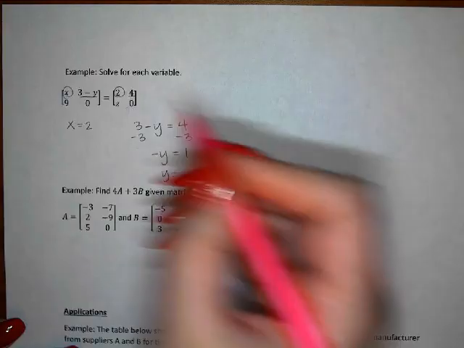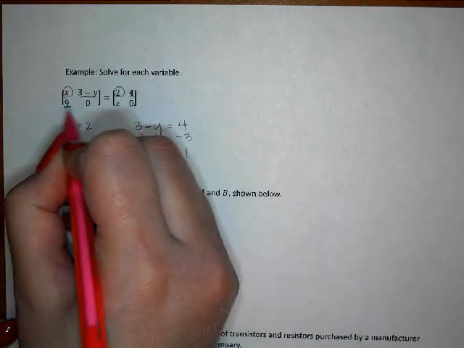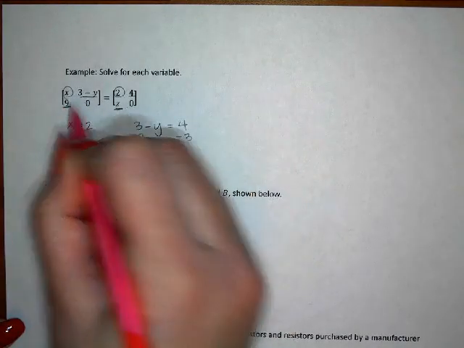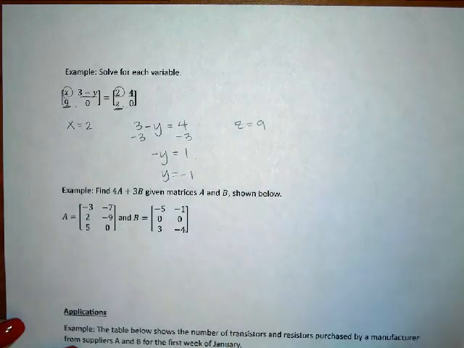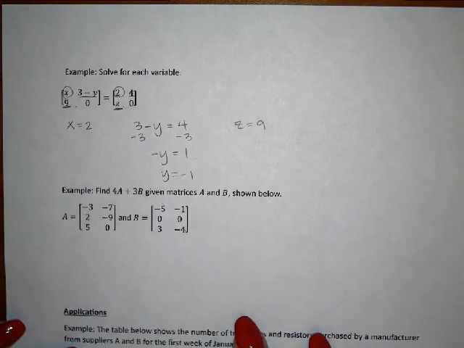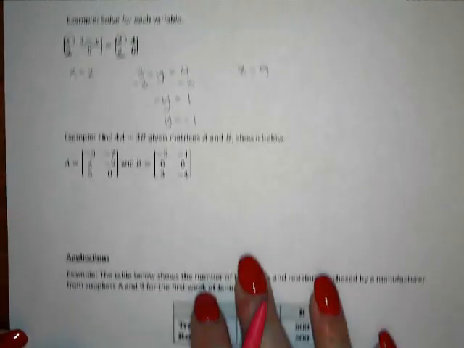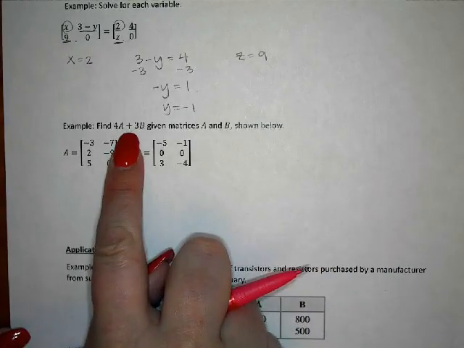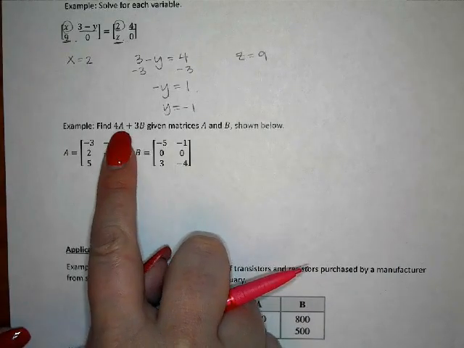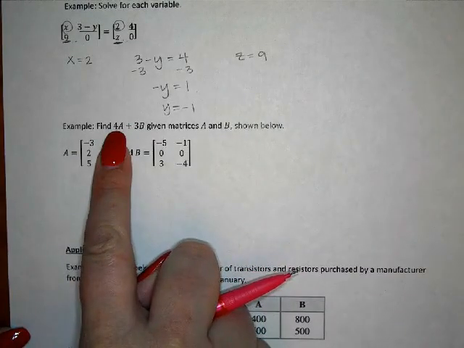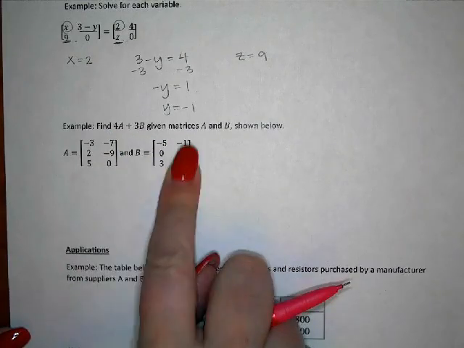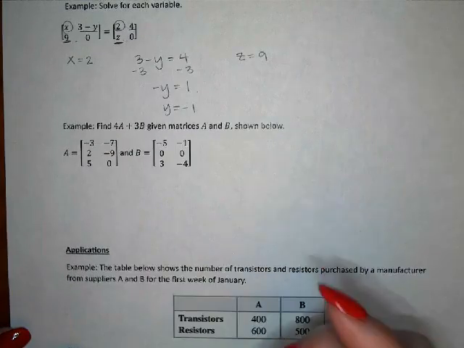And then last, we have a z and a 9 in this position, and so we know that z equals 9. So those are our 3 variables. Also fairly intuitive. Last, we have an example that has matrix addition as well as some scalar multiplication. So they're just saying to take matrix A and multiply it by 4, take matrix B, multiply it by 3, and then add those matrices together.